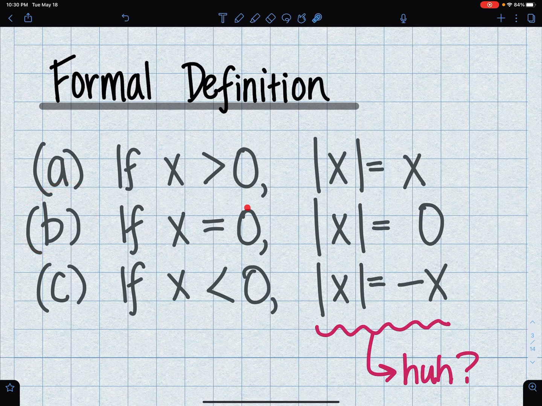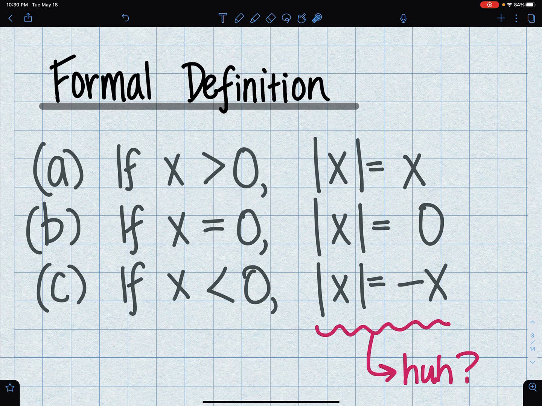If x is equal to 0, the absolute value of 0 is going to be 0. So we're talking about real numbers here. This makes the case for what's absolute value when x is greater than 0. This talks about what if you're equal to 0, it's just always going to be 0. And C, this is the important one to pay attention to because this one can be confusing.